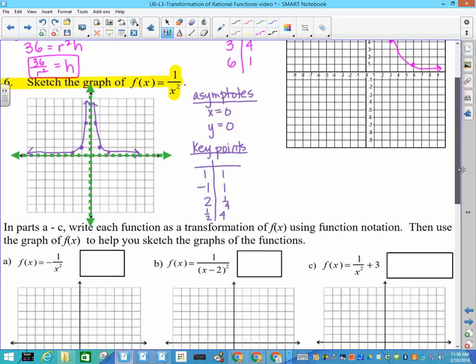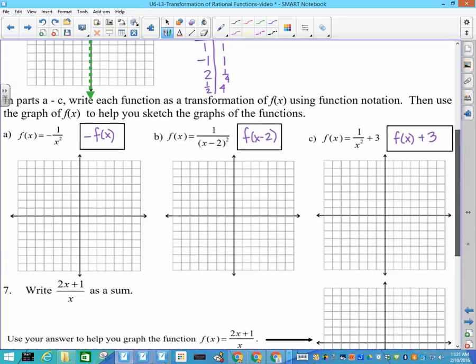And similarly, look at the change. f of x equals negative 1 over x squared. Is that negative inside or outside? It's outside. It's going to affect our y. Look here, that 2 is clearly inside our parentheses, so you should know that that's going to affect x, and we'll talk about that one in a second. And this one, we said that 3 is on the outside, so we're going to have f of x plus 3. So that's what you're supposed to do there.